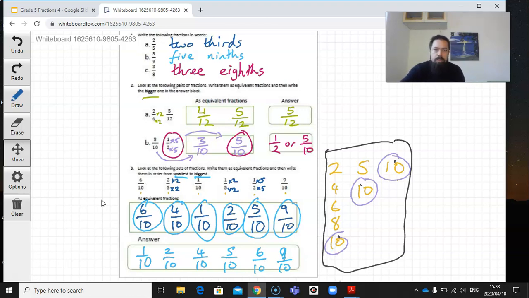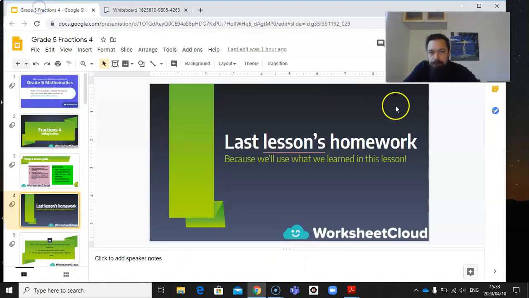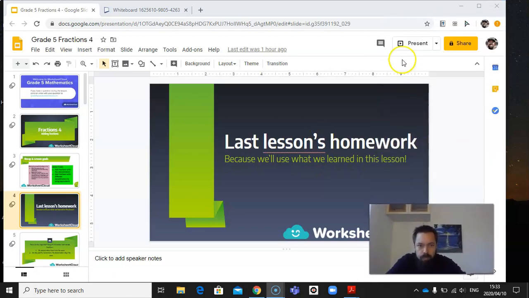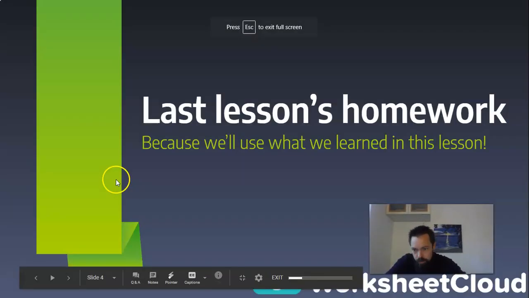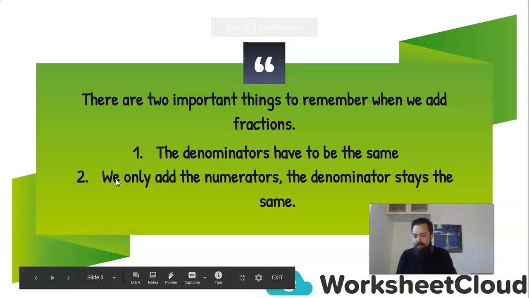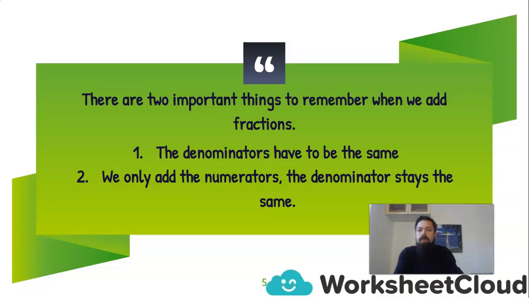That's last week's homework. A revision now for us looking at equivalent fractions, which we are going to use during this lesson. We have 2 important rules when it comes to adding fractions. The first rule is that our denominators have to be the same before we add. And the second one is we only add the numerators and the denominator stays the same. And I'll draw a picture for you when we're working so that you can see why that is.